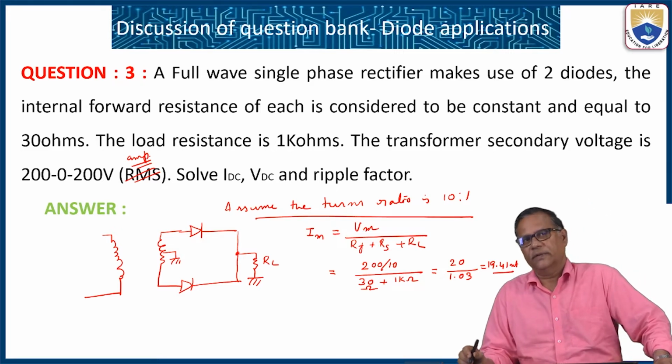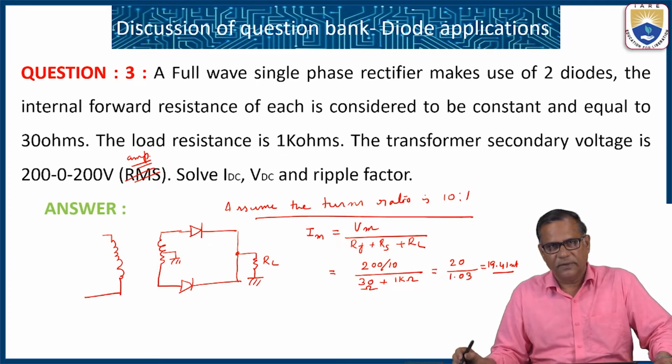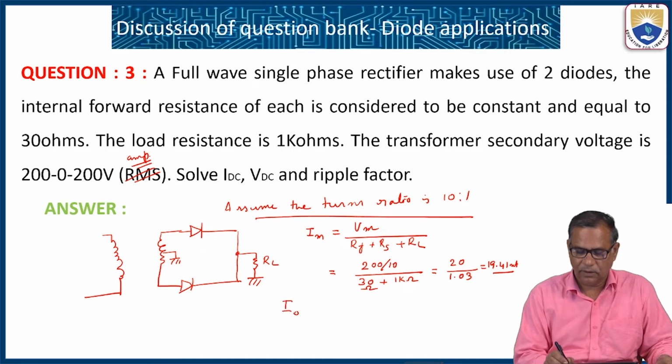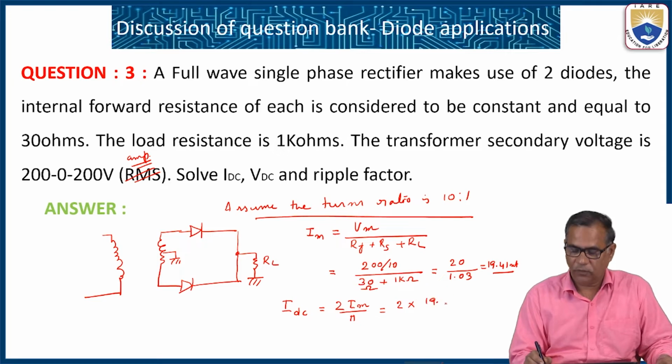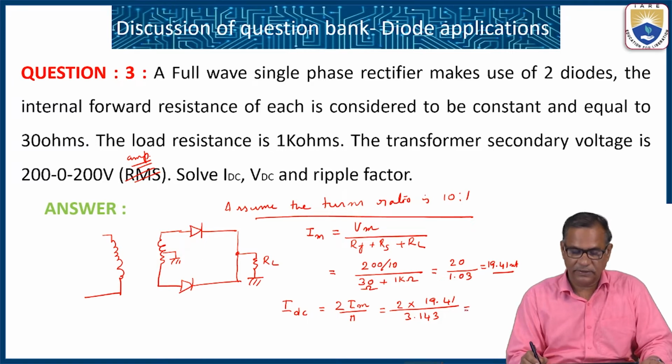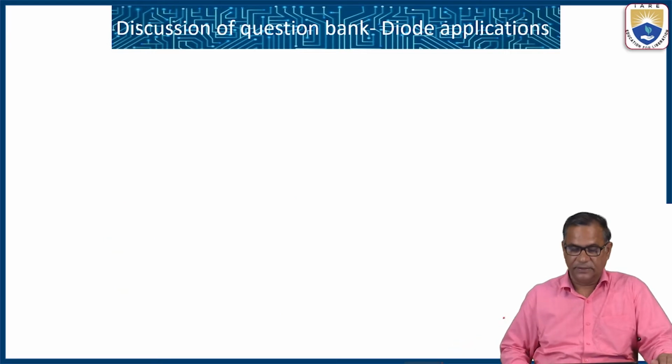That is the peak value of current. So how do you calculate the DC value of the current? IDC is equal to 2Im by pi. So that is equal to 2 into Im, that is 19.41 milliamperes, divided by pi. Pi is 22 by 7, which is nothing but 3.143. So this we get as 12.4 milliamperes. That is the DC value of current.